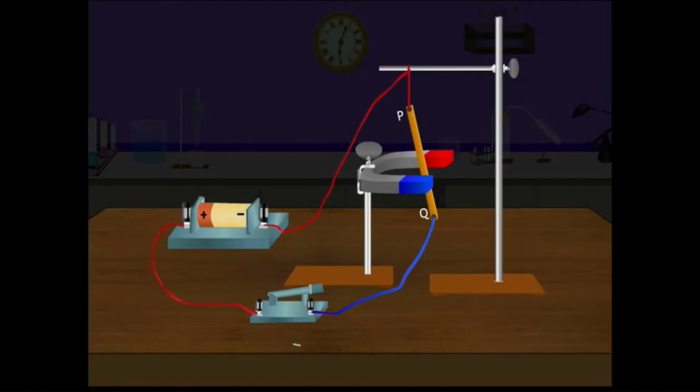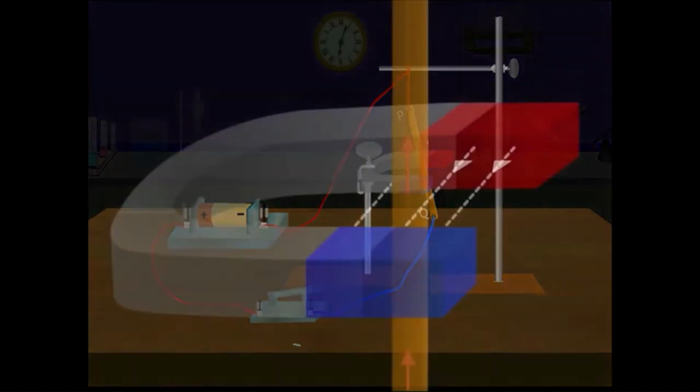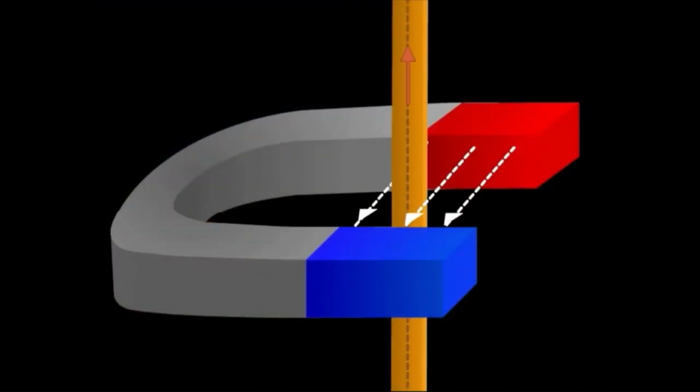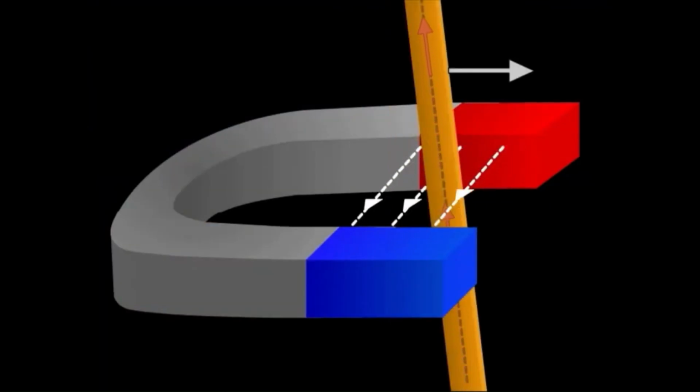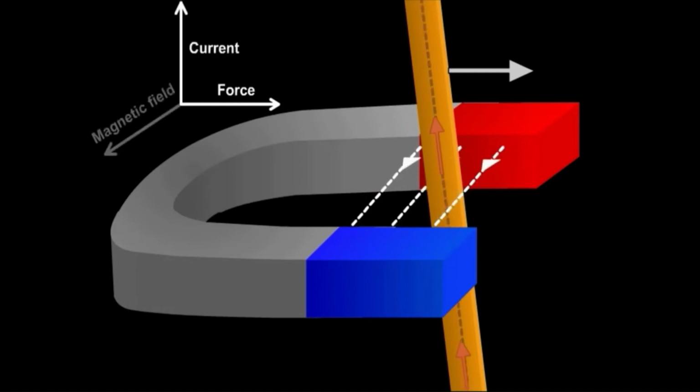Why did that happen? You know, when a current carrying wire is placed in a magnetic field, it experiences a force. So we can say that the rod got displaced because the current carrying rod experienced a magnetic force in which direction? The direction perpendicular to its length and the magnetic field.